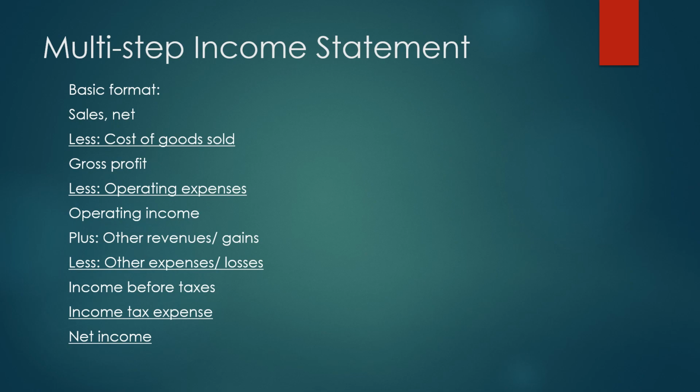So the basic format of a multi-step income statement is just that. Net sales minus cost of goods sold is gross profit, minus operating expenses is operating income, add other revenues and gains, subtract other expenses and losses to come down to income before tax, subtract out income tax expense to compute net income.